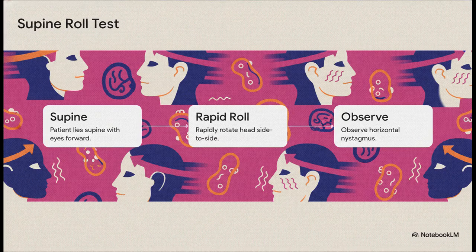Step 1. Patient lies totally supine, head neutral on the bed. Step 2. You rapidly roll their head to one side. Think ear-to-ear motion. Step 3. Observe the nystagmus while they stare straight ahead. Once things settle down, bring the head back to neutral, wait for the dizziness to pass, and rapid roll to the other side. Now, unlike the posterior canal, horizontal canal testing usually triggers nystagmus on both sides, which kind of makes interpreting it like a giant puzzle.